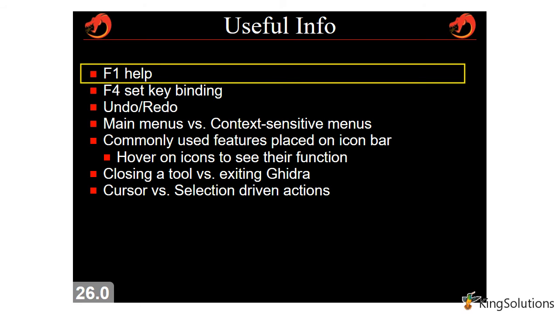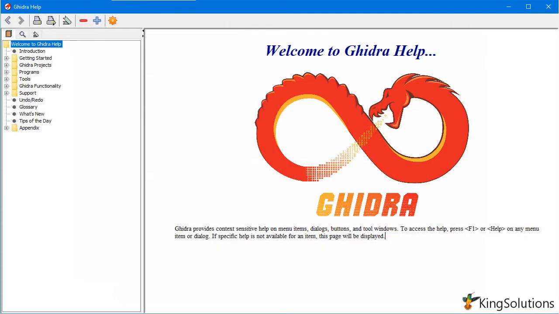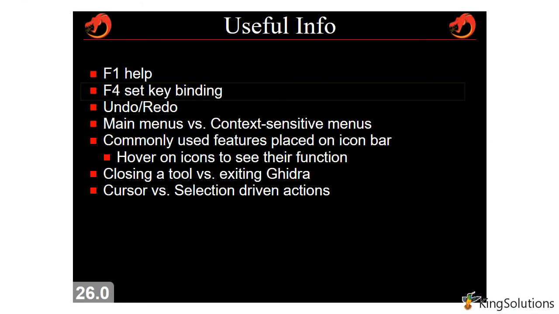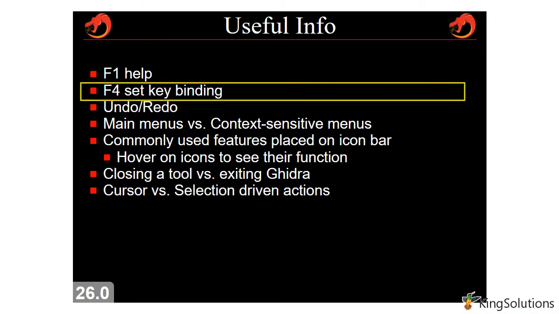F1 Help. There is extensive help that explains each action in Ghidra. Help can be obtained by hovering on an action and pressing the F1 key. F1 also works on any open window. The entire searchable help document can be obtained in Ghidra by clicking on Help Contents. F4 Set key bindings. Within a tool, you can give each lowest level action a key binding, or change the default key binding. In order to do this, hover on an action and hit the F4 key.